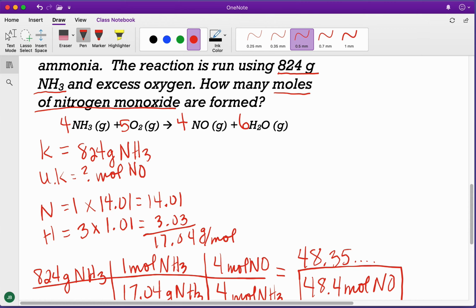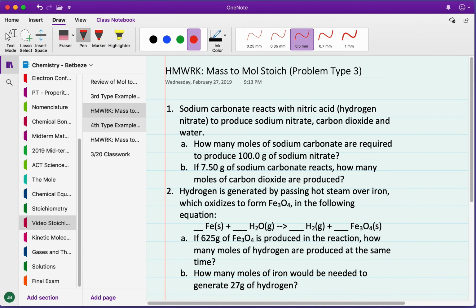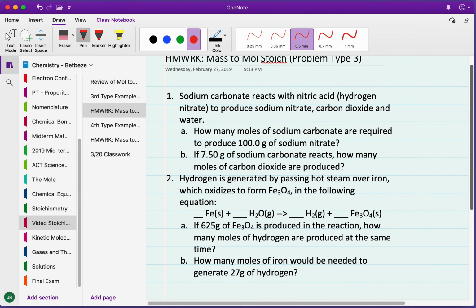All right, so that is our example problems on how to go from mass to moles. Now, your homework, which will be due Tuesday, the 24th, at 8:30 in the morning, is going to be the problems that you see here.